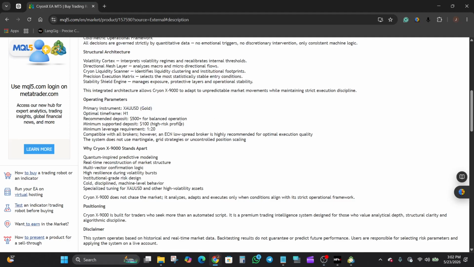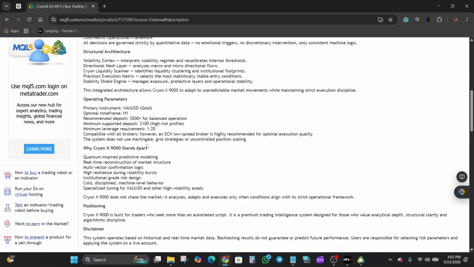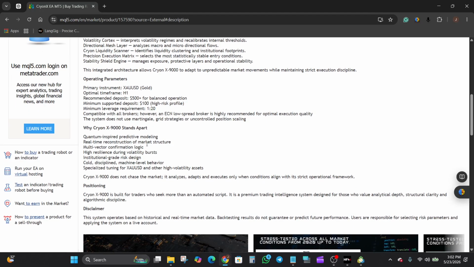frame, and the developer recommends a deposit of $500 or more for balanced operation, although it also mentions a minimum supported deposit of $100 with higher risk exposure. There's also a recommendation for using a low spread ECN broker, which makes sense considering the EA is designed around structured execution and volatility conditions.